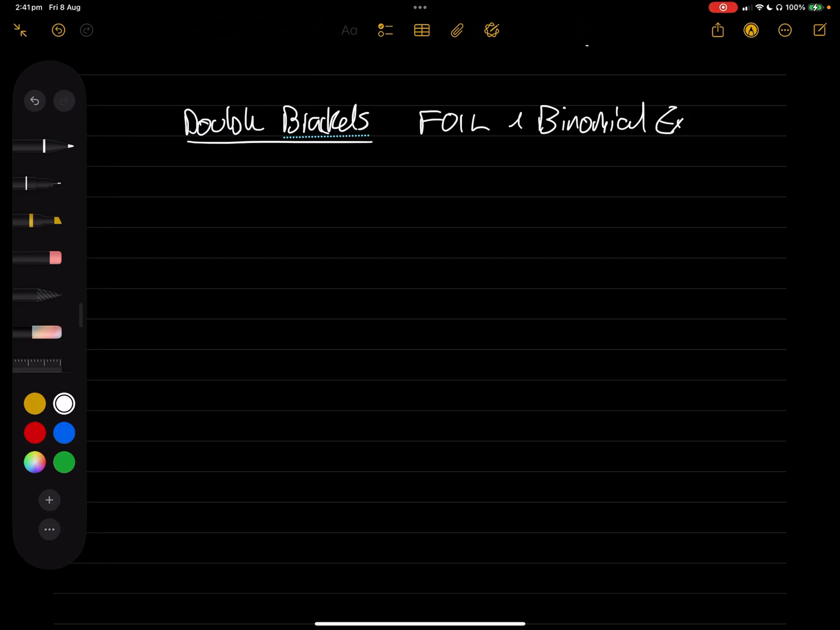I'm just going to call them FOIL expansions mostly. We have a single bracket at the beginning with two terms, and it's multiplied by another bracket with two other terms. And this arrangement looks like this. Now, what we want to do with these double brackets or these FOIL expansions, we want to expand them so there's no brackets. The process that we're going to use for this is often referred to as FOIL.